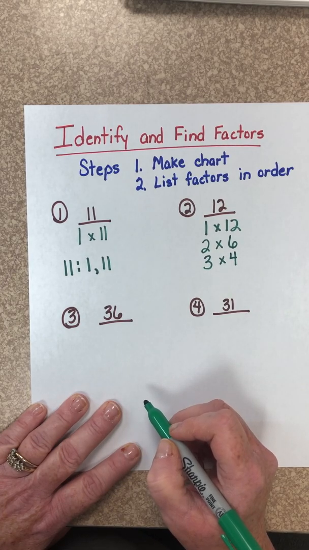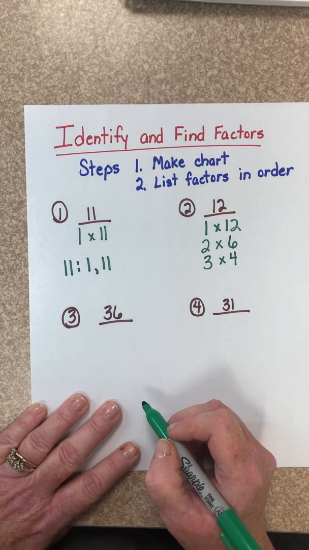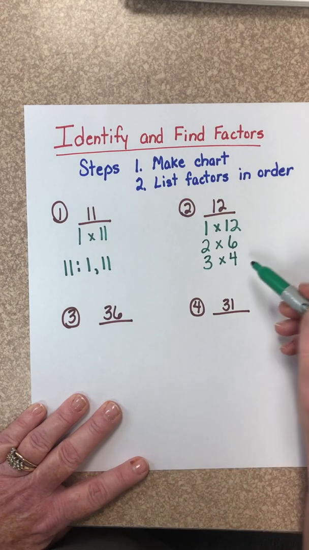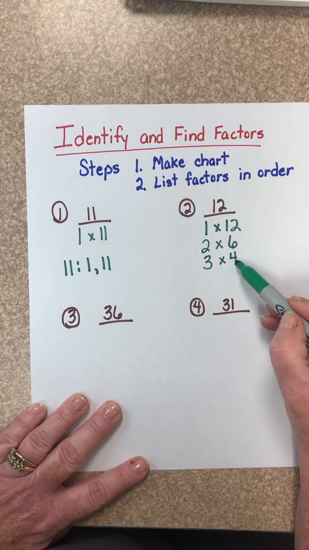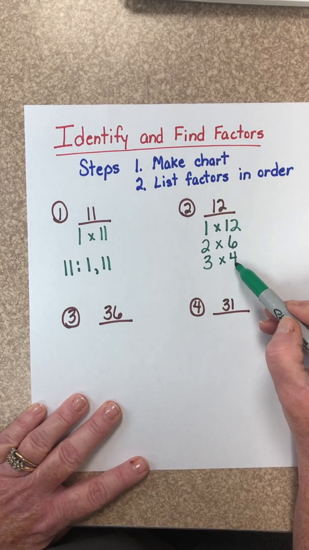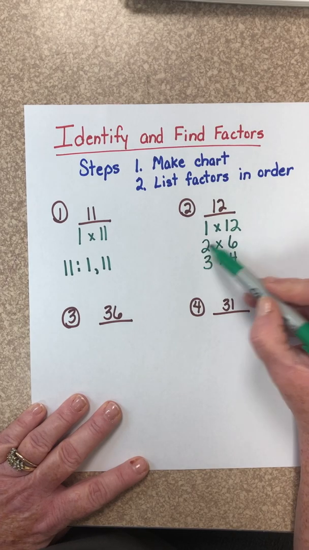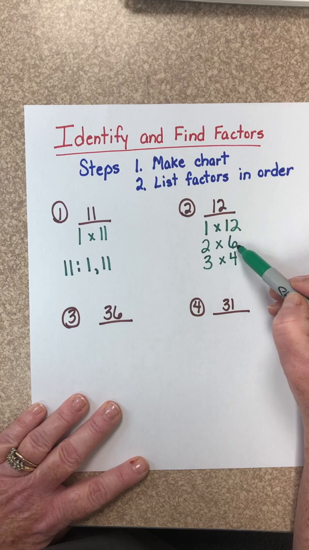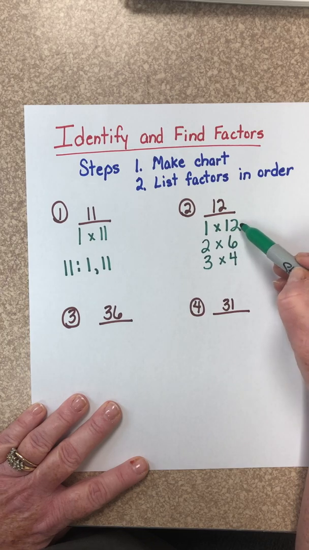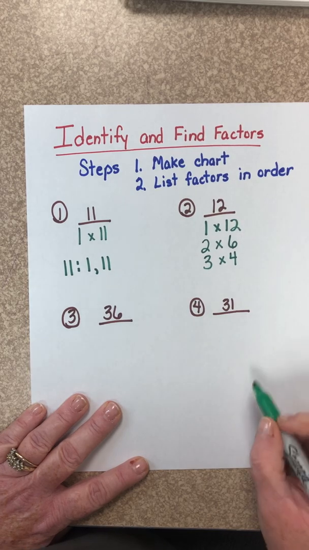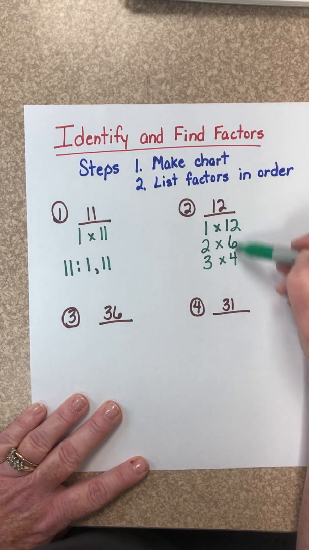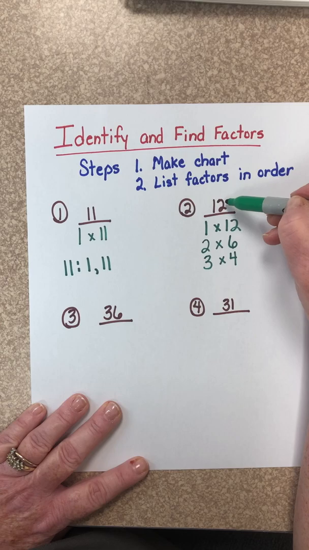Are there any other factor pairs that would give us 12? Well, 4 is composite. We could do 4 times 3. 6, but that's 6 times 2. We already have that one written. And then 12 times 1. Well, we already have that one written. You don't have to rewrite those. So these are our factor pairs for 12.